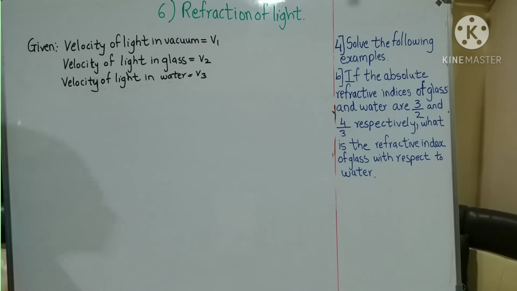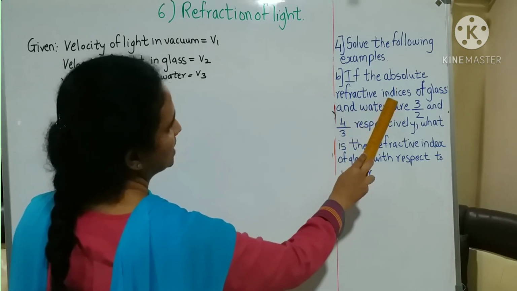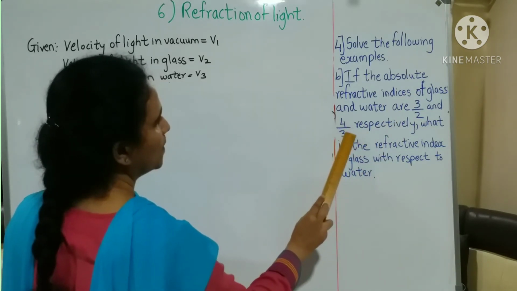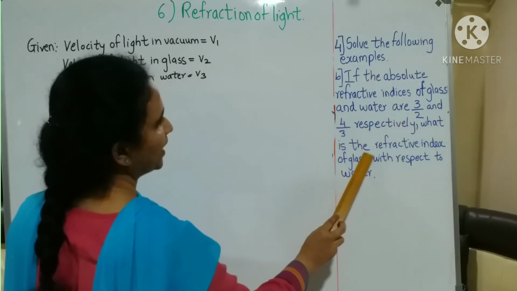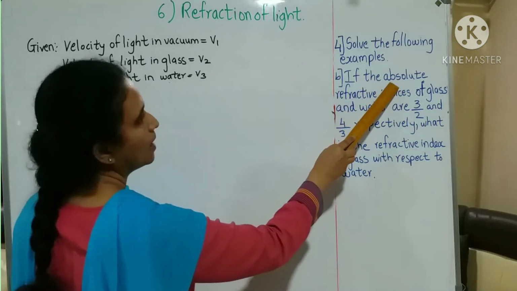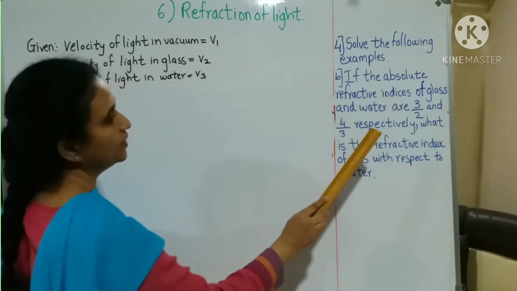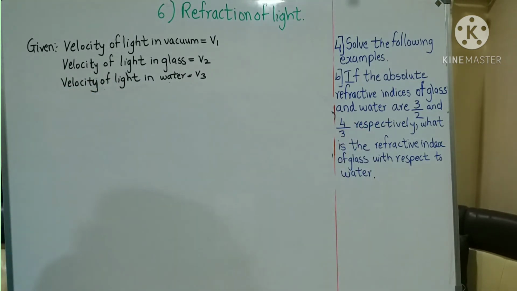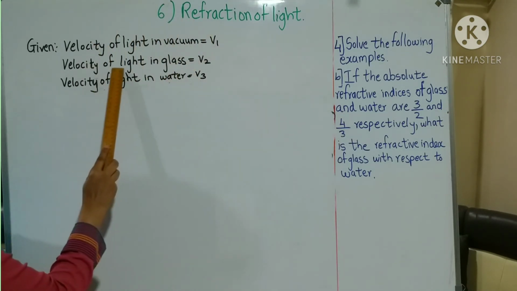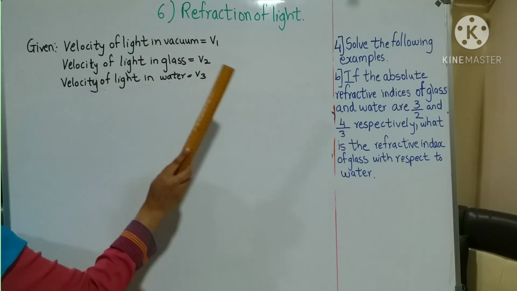Now we will solve question 4b. Let us read the question. If the absolute refractive indices of glass and water are 3 upon 2 and 4 upon 3 respectively, what is the refractive index of glass with respect to water? Over here if you see, absolute refractive indices of glass and water are given, which means medium 1 over here is vacuum. So velocity of light in vacuum is V1. Velocity of light in glass is equal to V2 and velocity of light in water is equal to V3.